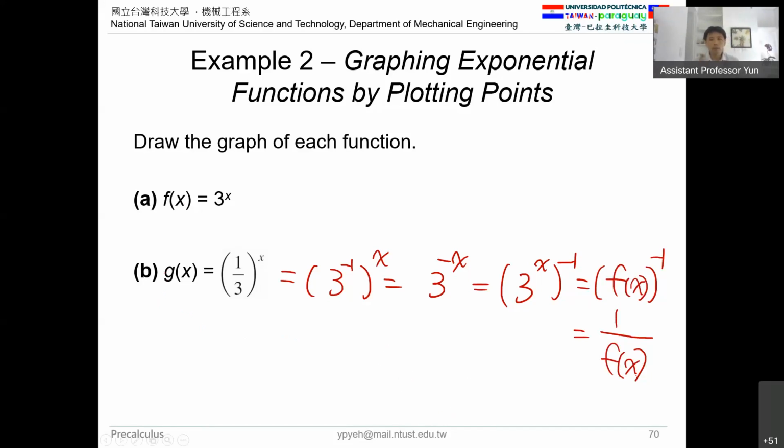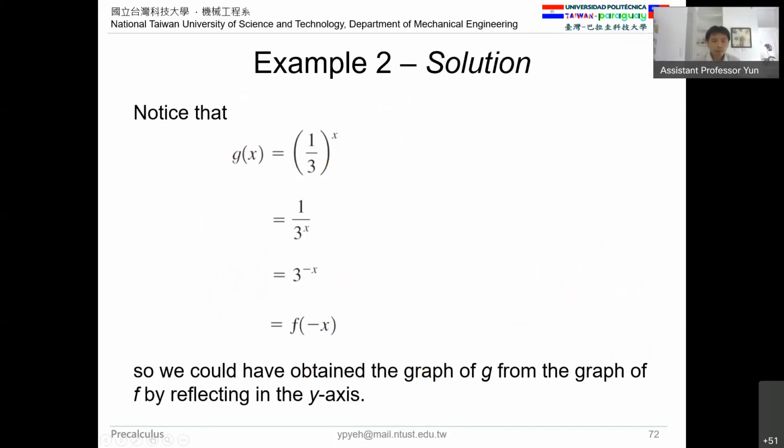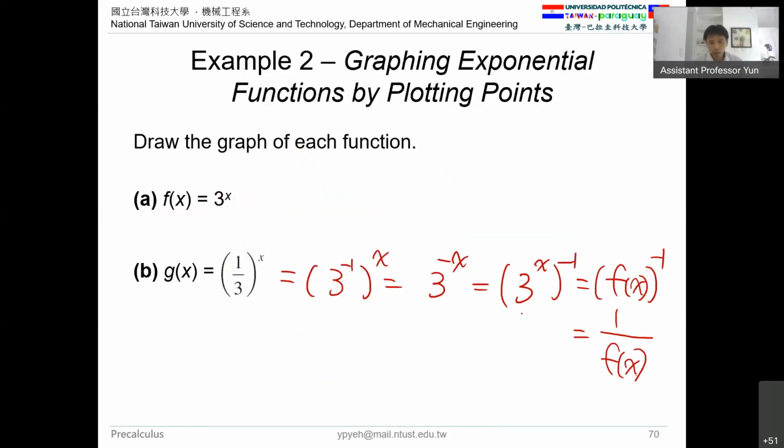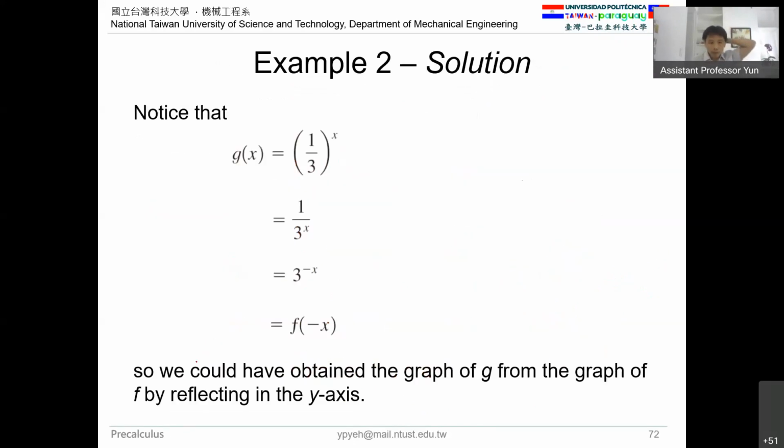It's quite similar, the graph is the same but reflected in the y-axis. So g of x is 1 divided by 3 to the x, which equals 3 to the minus x, and this is also f of minus x. So we could have obtained the graph of g from the graph of f by reflecting in the y-axis.